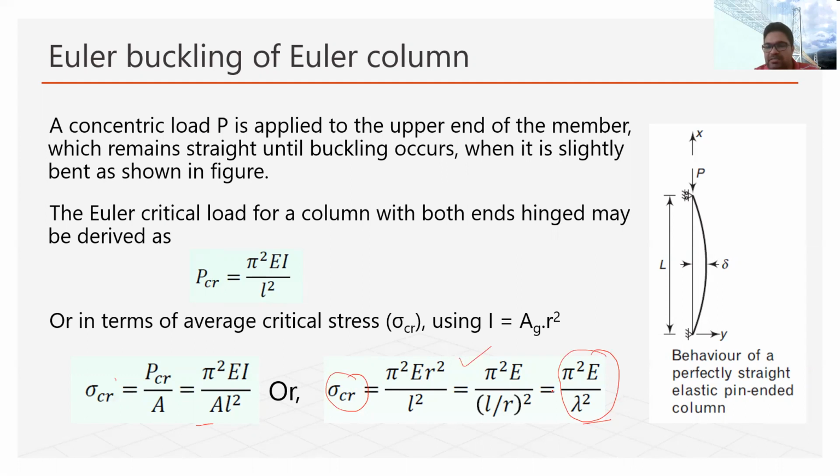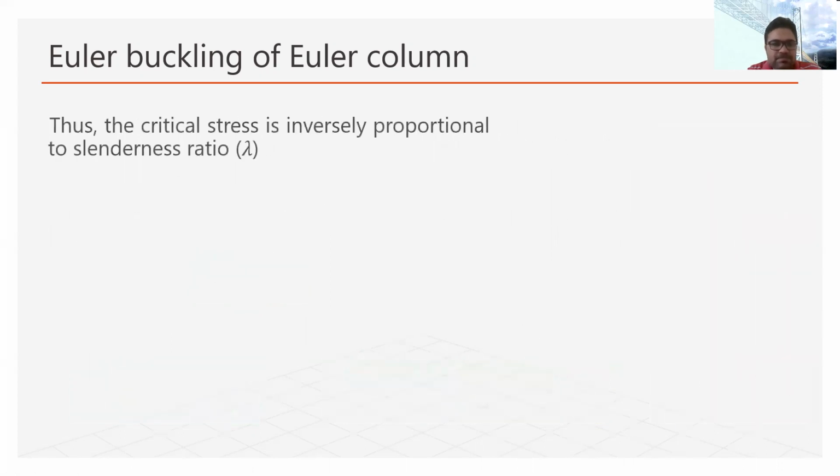With this formula we can say that this critical stress depends inversely upon the lambda value. If the lambda value is increasing, the sigma CR value will decrease. If the lambda value is decreasing, then it will increase. So it is inversely proportional to lambda, and lambda is related to the length of the column. If the length is increasing, lambda will increase, and if lambda increases, sigma CR will decrease. That is the relation that Euler has given using his theory.